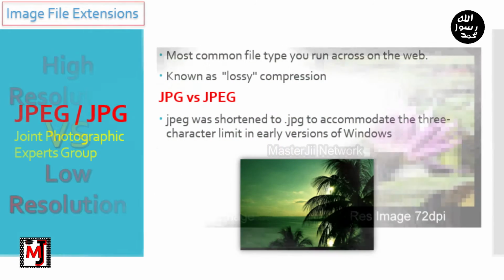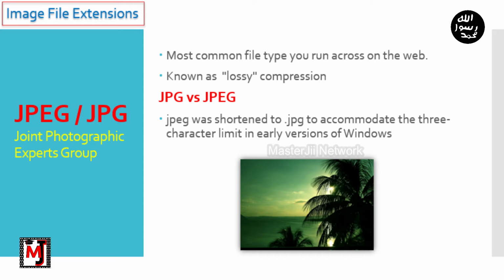Now we will discuss the types of image files. First is JPEG or JPG. That stands for Joint Photographic Experts Group. JPEGs might be the most common file type you run across on the web, and more than likely the kind of image that is in your company's MS Word version of its letterhead.